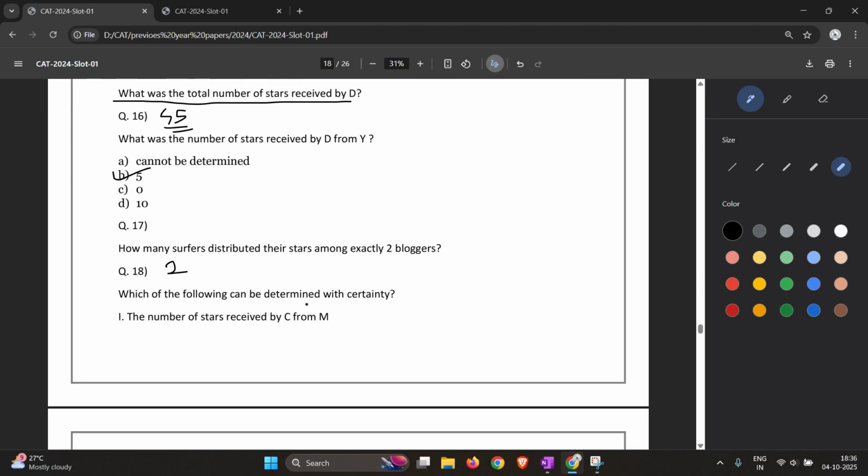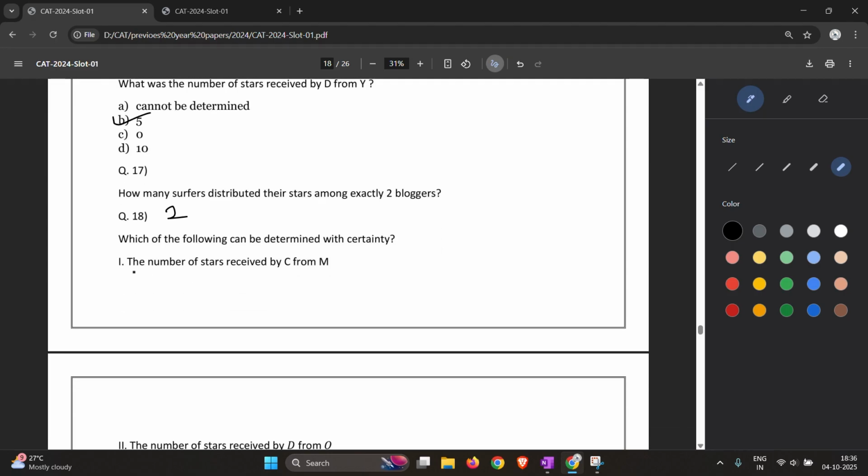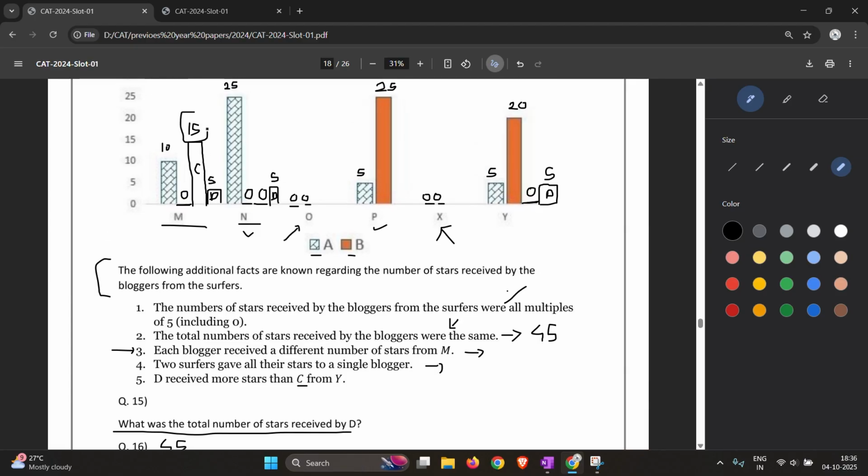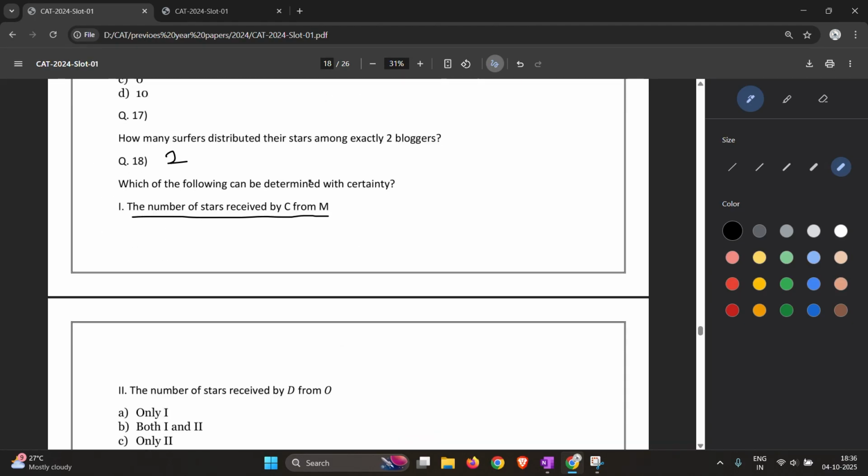Which of the following can be determined with certainty? The number of stars received by C from M. So from M, we know certainly that C will receive 15 stars. We have already calculated that.